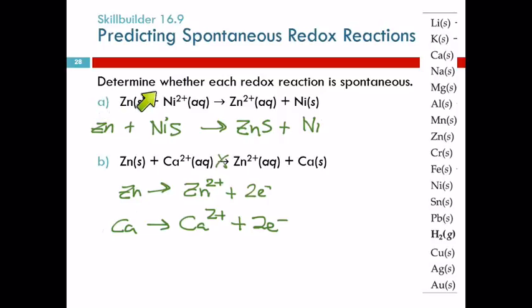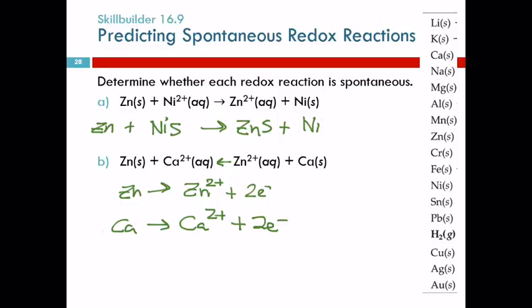Up here, zinc and nickel. Who wins? Zinc wins. Find the side with the zinc ion. So here's the zinc ion. This side is where it's going to go. Does that help? So this one actually is going to go that way. Okay?